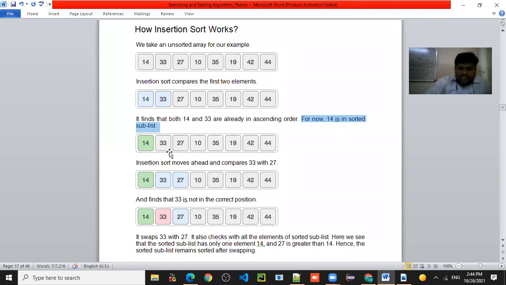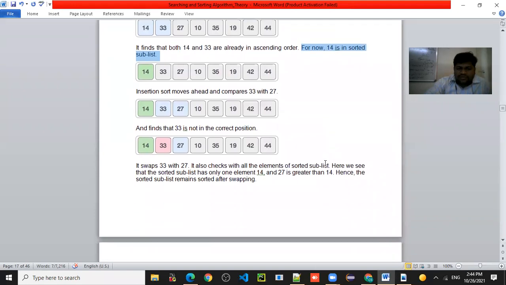Now after that, consider the next two elements. Insertion sort moves ahead and compares the next two elements. Which are the next two elements here? 33 and 27. Now compare these two elements. So 33 is greater than 27.